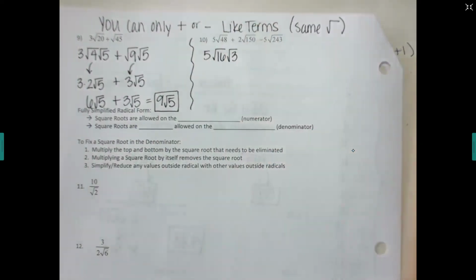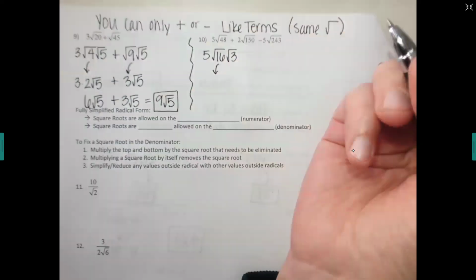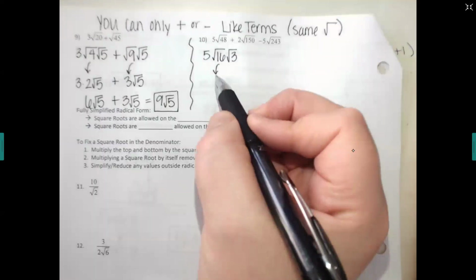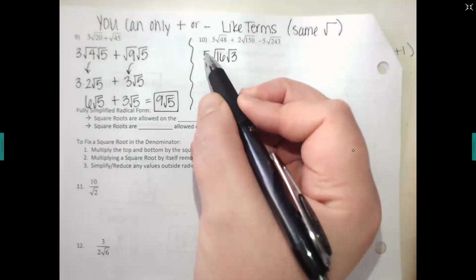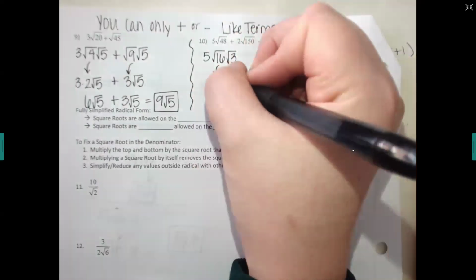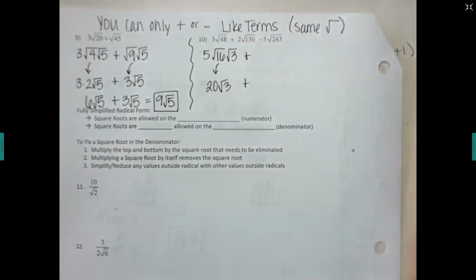Now, for me, I'm going to break this one all the way down, then this one all the way down, and then this one all the way down. You could do them all kind of at the same time if you want, but I'm not going to. What's the square root of 16? 4. And then if this is a 4, I'm going to times it by the 5 and get what? 20 root 3, plus. Next, we're trying to break down 150.